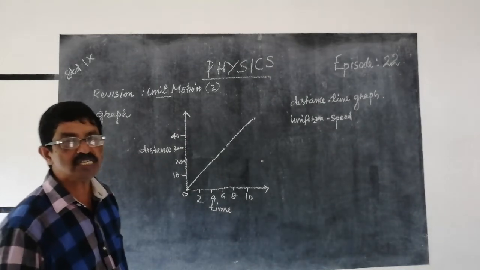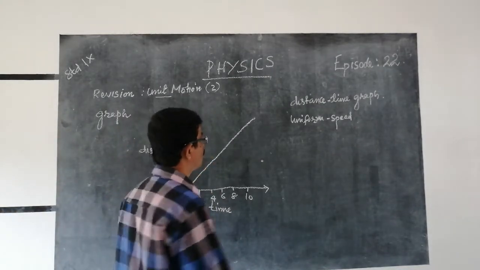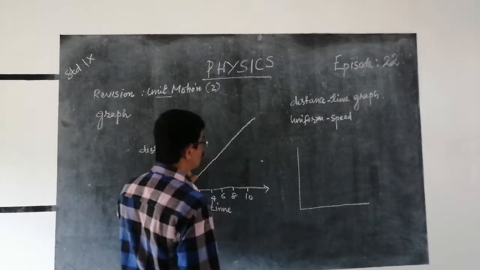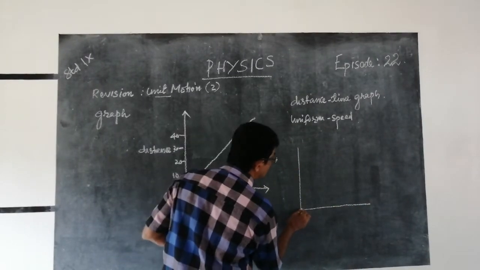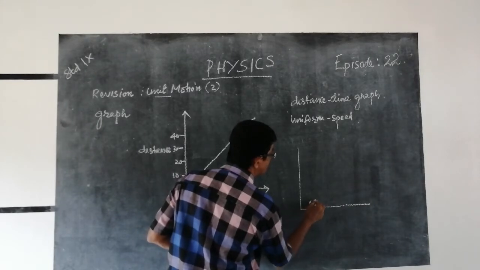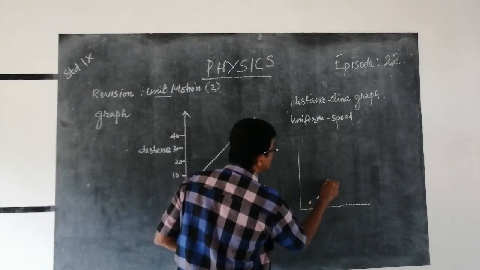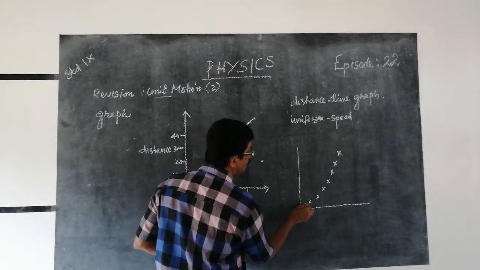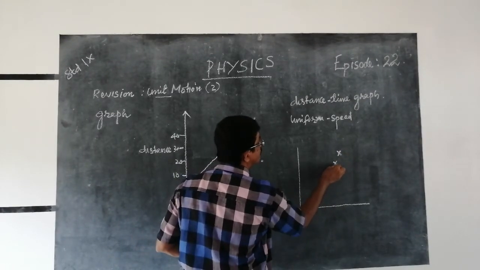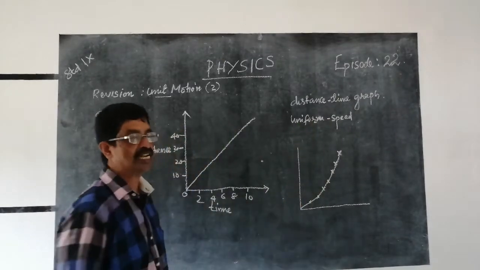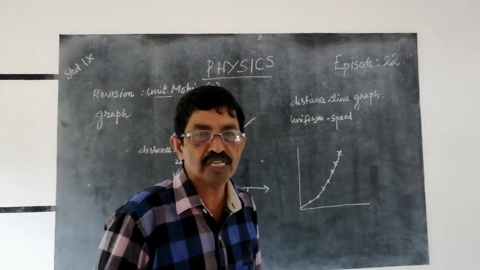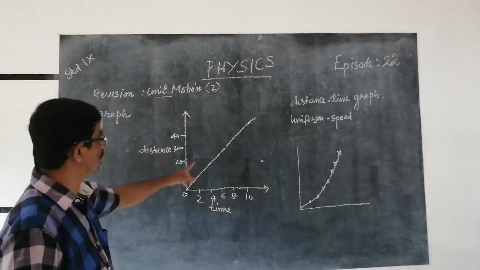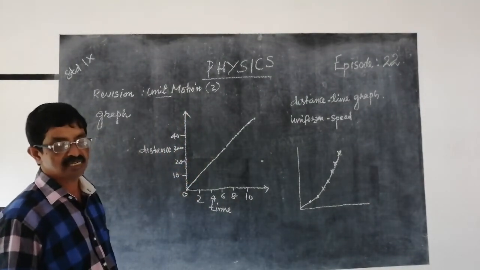If the motion is not uniform, then the graph we obtain may be in this manner. Joining this, we get a graph like this. That means it is not a straight line if the motion is not uniform. For uniform motion, the graph is a straight line.